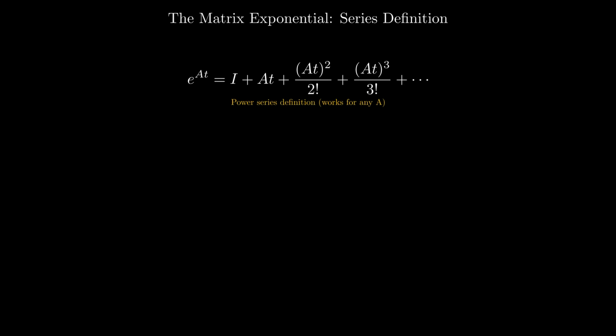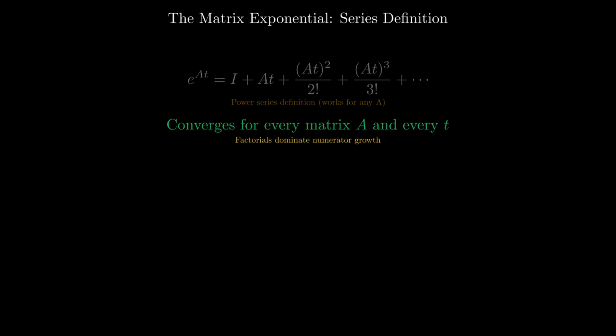But we need a definition that doesn't depend on diagonalization. Here it is. e to the At equals the identity matrix plus At plus (At) squared over 2 factorial plus (At) cubed over 3 factorial, and so on forever. The series converges for every matrix A and every time t. The factorials in the denominators grow so fast that they crush any growth in the numerator, no matter how large the entries of A are.